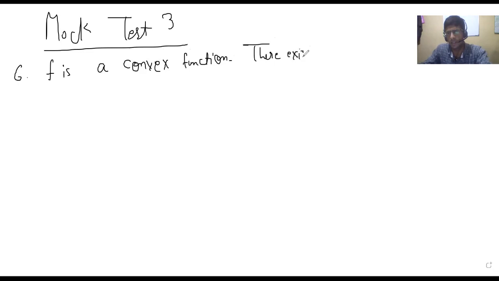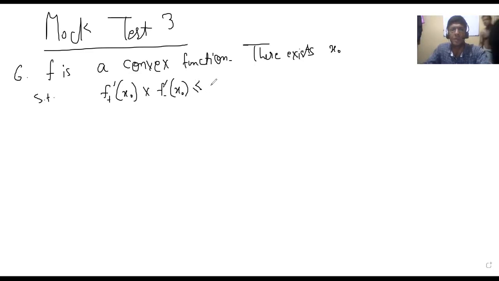So we want to show that there exists x naught such that the right derivative times the left derivative at the same point is less than or equal to 0.